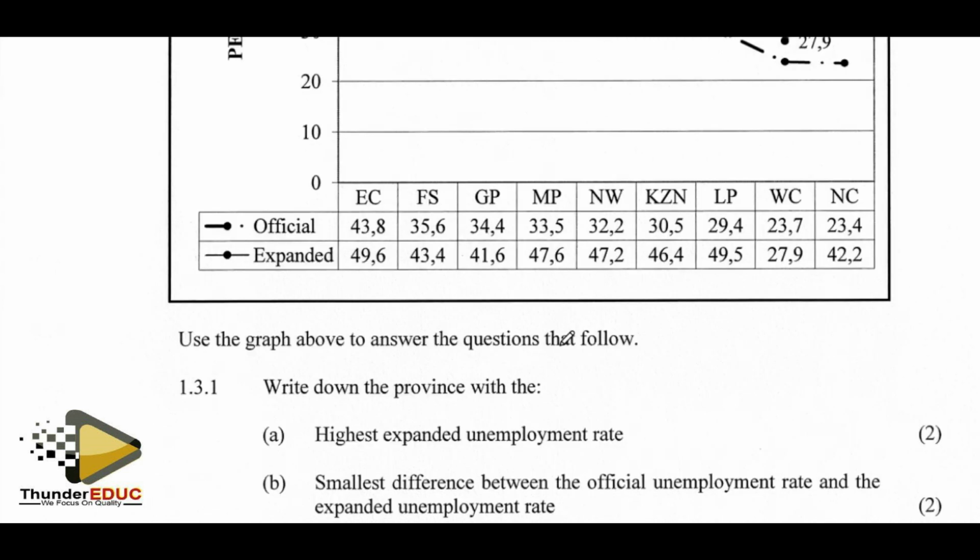Right now, the province with the highest expanded unemployment rate. Look at that. We have expanded is this one. We go through all these numbers and we find out it's this number here. So which province is it? It's the EC, which is the Eastern Cape.